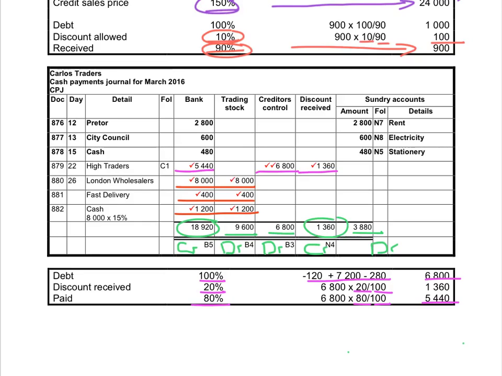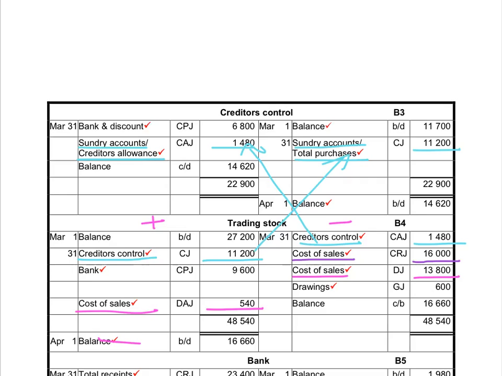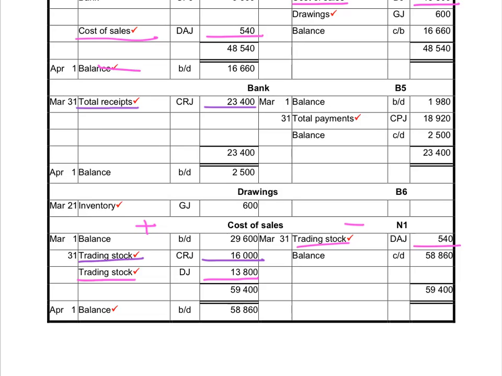If we add the amounts on the debit side, it must equal the amounts on the credit side to complete the double entry. In the creditors control account on the debit side, you will show that the liability decreases on the debit side. The words will be bank and discount because this 6,800 is split. Some of the money is recorded on the credit side of bank and some of it is recorded in the discount received account. In the bank account, you will either say sundry accounts or total payments to indicate that the money in the bank was decreased with all the payments that were made.